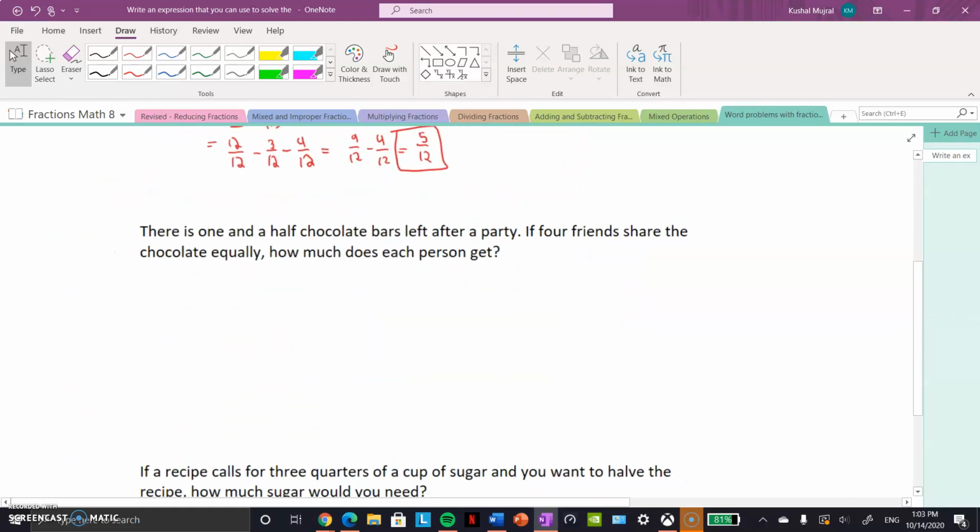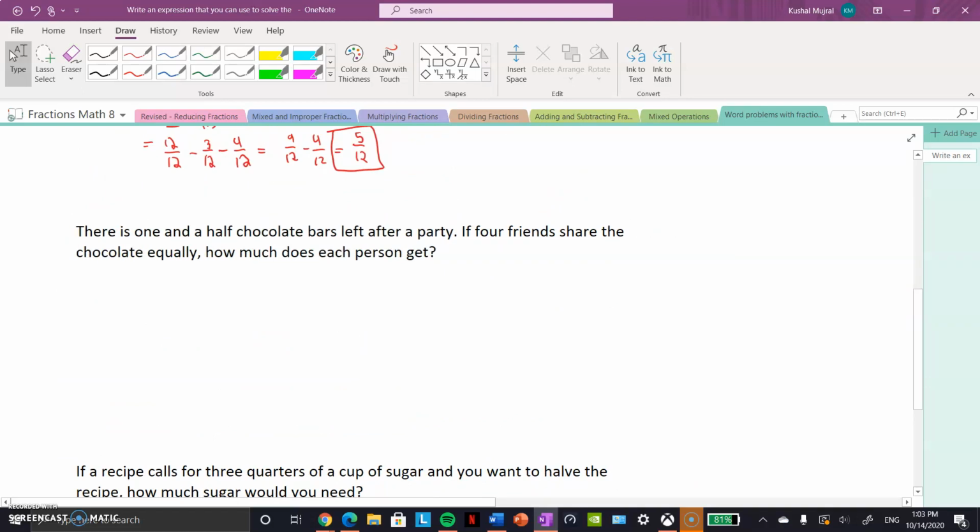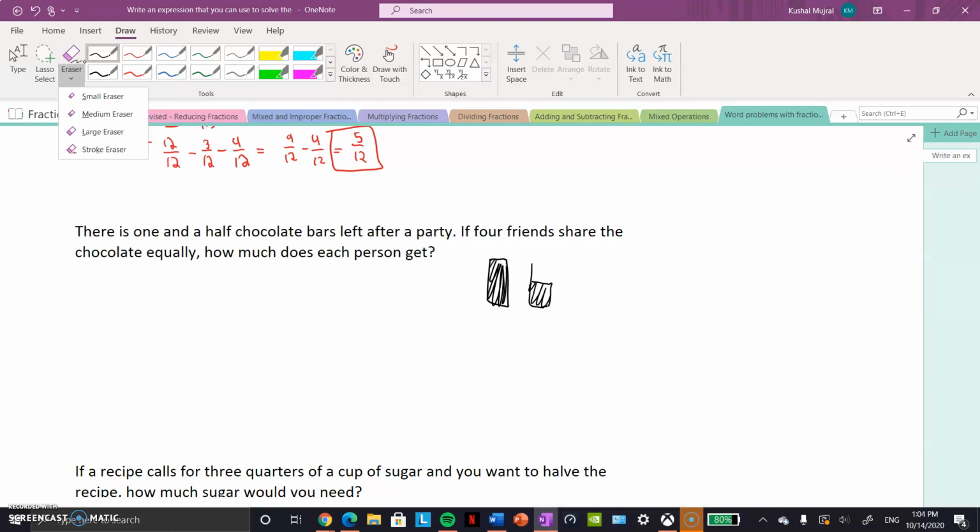So let's look at this question. There's 1.5 chocolate bars left after a party. Okay, so let's draw. Let me do that in black. There's 1 chocolate bar, and there's a half chocolate bar. Let me redraw that. There is a half chocolate bar. Okay, so that's 1.5. If 4 friends share the chocolate equally, how much does each person get?